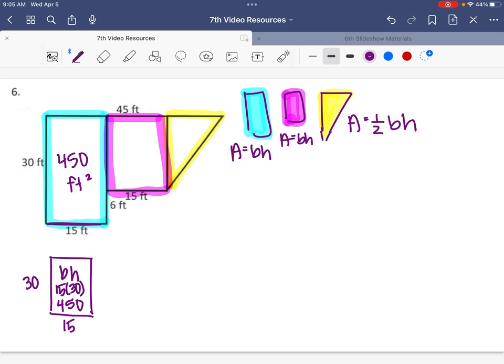Now we're going to look at the pink one. For the pink rectangle, it's a little different because when I look at just the length of the base, that's only 15. 15 still. But the height is not going to be 30. 30 went from here to here, but the height of the pink rectangle only goes from here to here. So I need to see if there's some other information that I'm given. And I see that this piece right here is 6. So if this piece is 6 also, that means the rest of it had to be 24 to make up the whole 30. So the height of this pink rectangle is 24 feet.